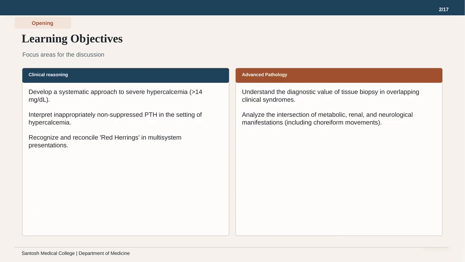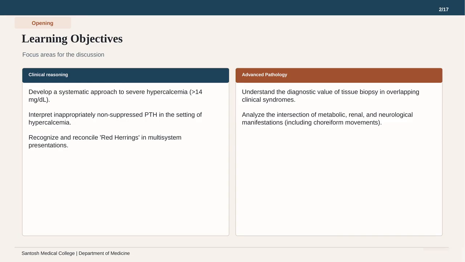Looking at the two columns displayed here, our learning objectives are split between clinical reasoning and advanced pathology. On the left, we aim to develop a systematic approach to severe hypercalcemia, specifically when levels exceed 14. We will also interpret inappropriately non-suppressed parathyroid hormone in this setting and learn to recognize red herrings in multisystem presentations.